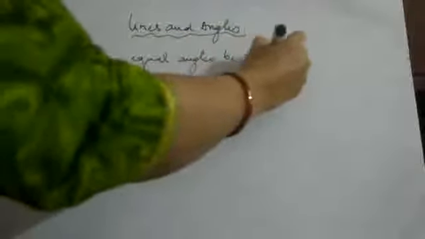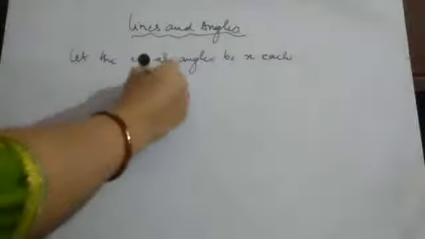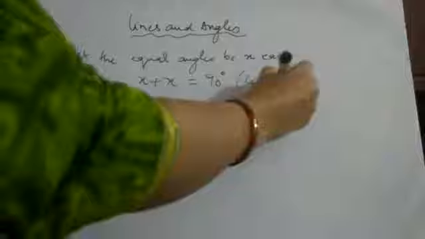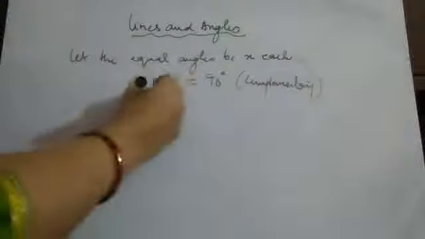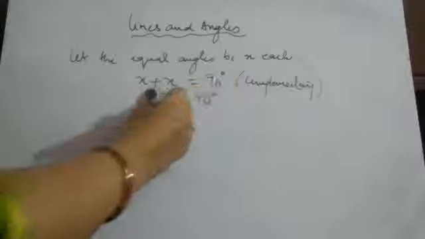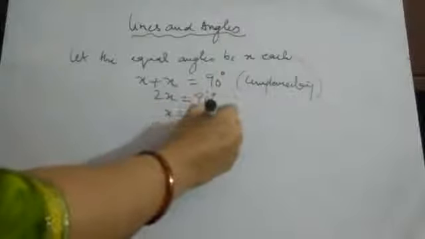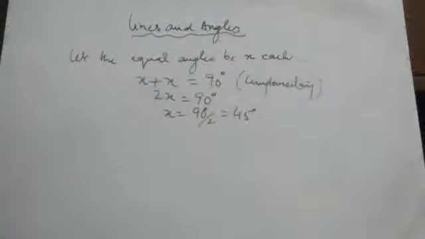Now some related problems to complementary and supplementary angles. Find the angle which is equal to its complement. So let the equal angles be x each. So x plus x, they are complementary, so their sum will be 90 degrees. So 2x is equal to 90 degrees. x is equal to 90 upon 2, that is 45 degrees. Similarly you can do it for supplementary angles also.